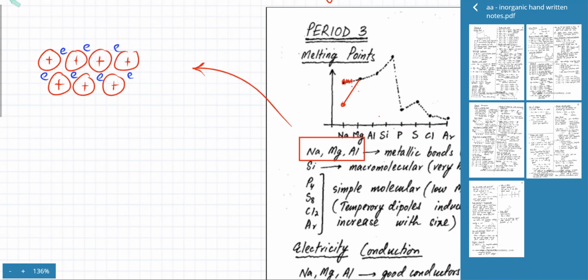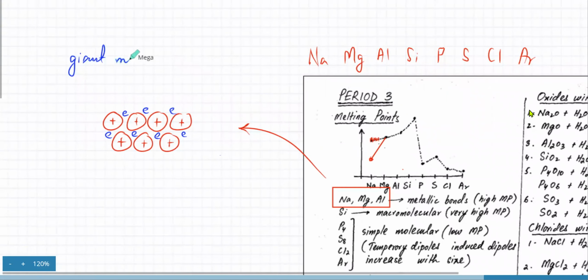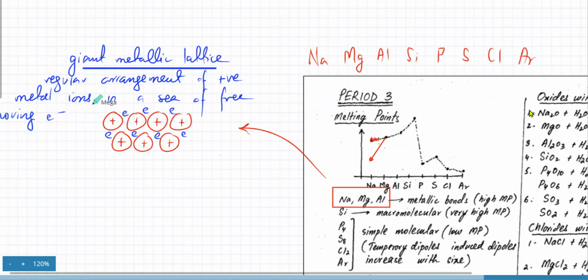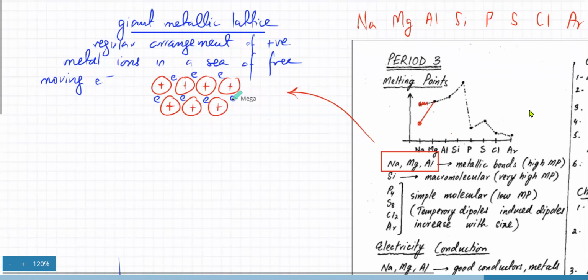Okay, let me get rid of this for a second. So this is known as a giant metallic lattice because all metals like to lose electrons. So it's a regular arrangement of positive metal ions in a sea of free moving, or delocalized or mobile electrons. Okay, that's metallic bonding.